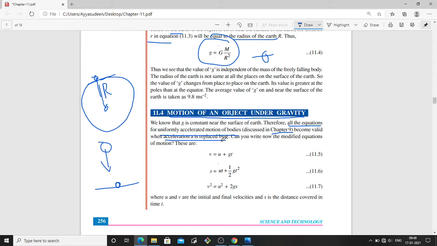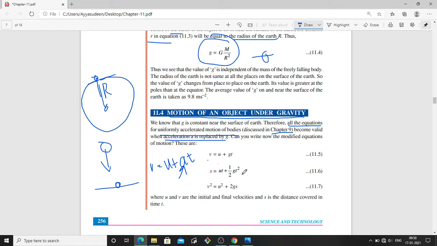The formula for uniformly accelerated motion is v, the final velocity, equals u, the initial velocity, plus acceleration into time. If you go back to chapter 9, you can see this. Now we are replacing this acceleration with the acceleration due to gravity, g, so it becomes v equals u plus gt.